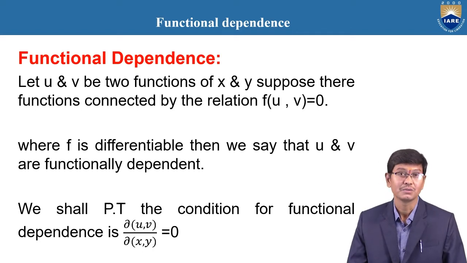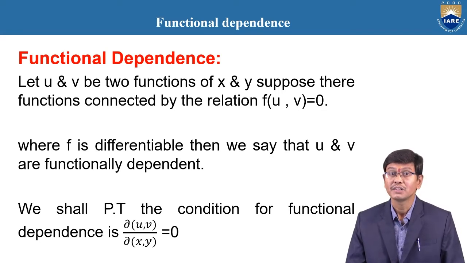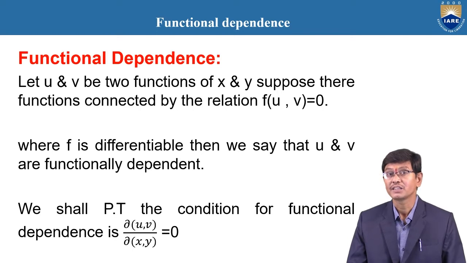Linearly independent means the determinant is not equal to 0, and linearly dependent means the determinant value is equal to 0. Similarly, functionally dependent means the determinant value is equal to 0, and functionally independent means the determinant is not equal to 0. But here, using the same Jacobian, we are going to discuss the condition for finding functional dependence and independence.